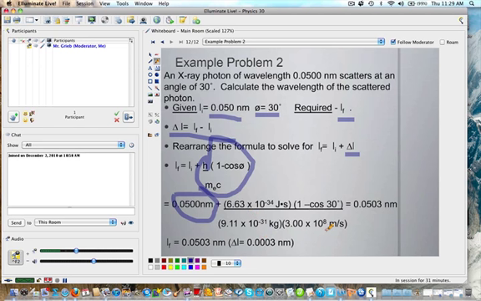Now I could express this in nanometers, or I could also change this to meters. You may be required to do that. So let's say 5.03 times 10 to the, so nanometers is times 10 to the negative 9 meters. So this would actually be times 10 to the negative 11 meters, which corresponds with what you'd expect for the wavelength of an X-ray, because those wavelengths are quite small.